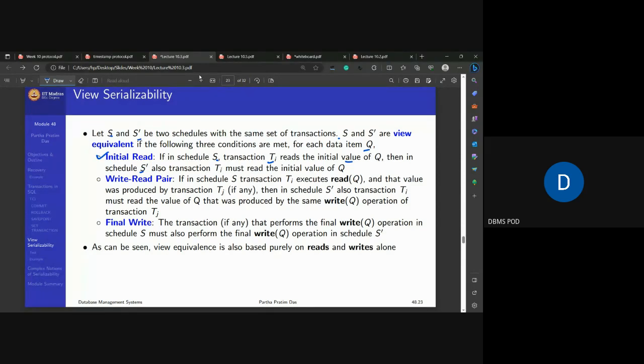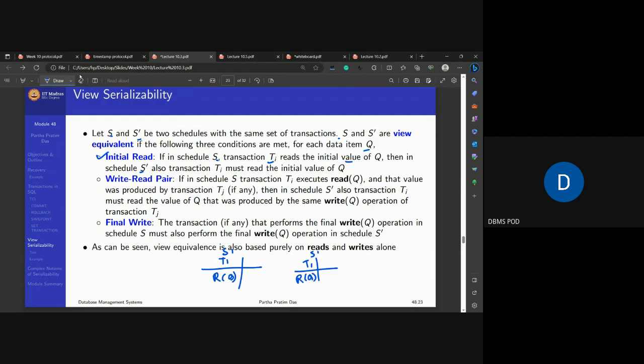Suppose this is schedule S and this is S dash. In S, transaction T1 reads the value of data item Q. In S dash also, transaction T1 reads the value of data item Q. This is called the initial read.